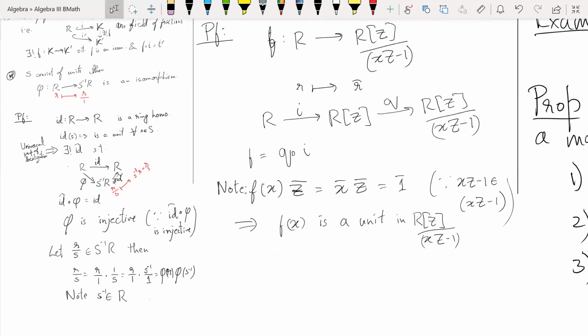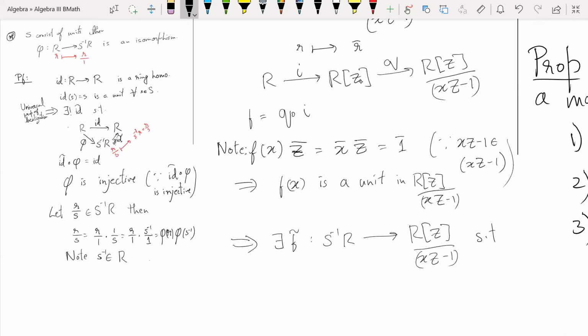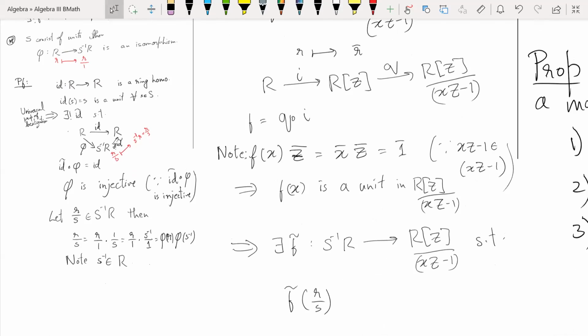So once you know that this is a unit, this implies there exists F tilde from S inverse R to R[z] mod xz minus 1 such that F tilde of r over s is F of r times F of s inverse.